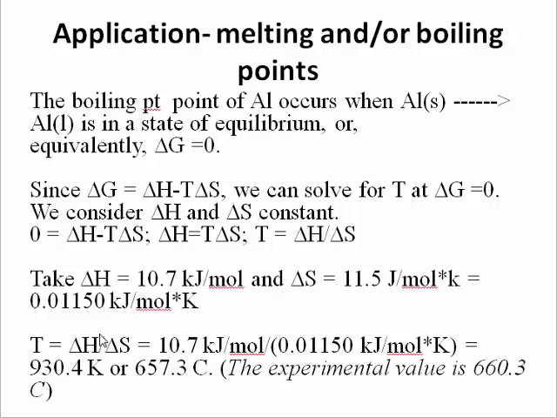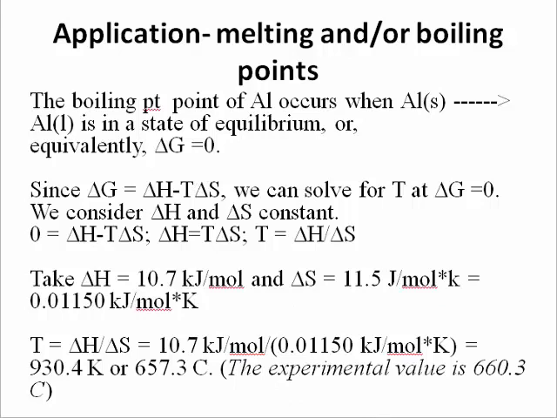Therefore, I can find the melting temperature as delta H over delta S, and this calculation gives me 930.4 Kelvin, or 657.3 Celsius. Experimental value is 660.3 Celsius, so we have a small error of 3 degrees, which is roughly 0.5% or so.